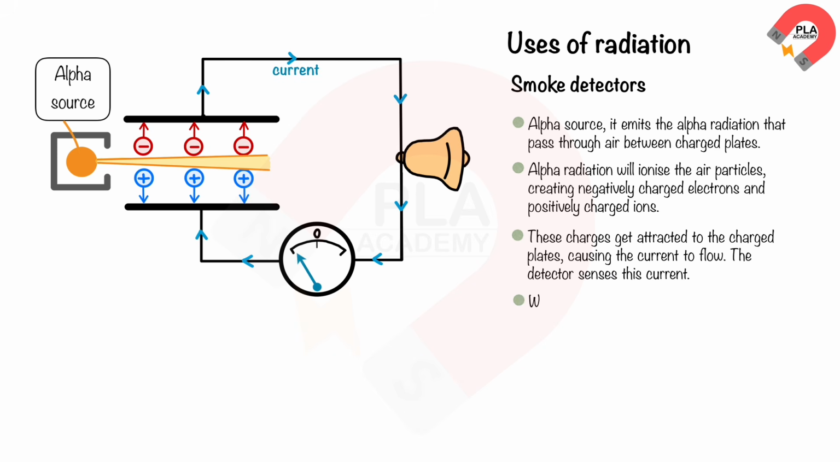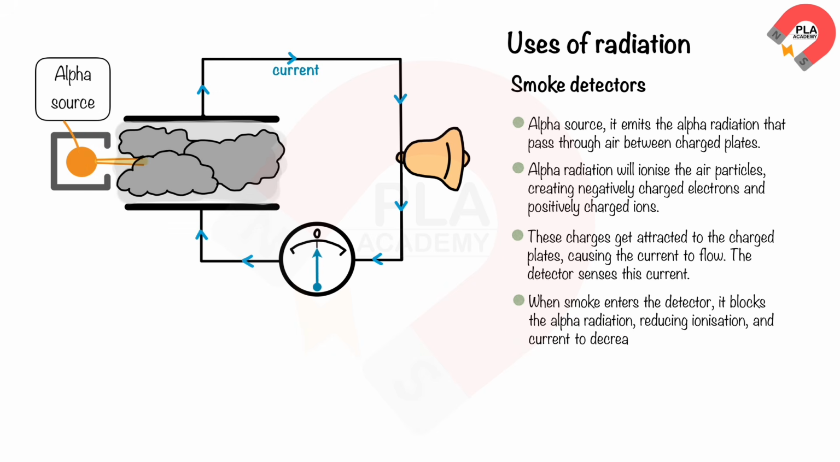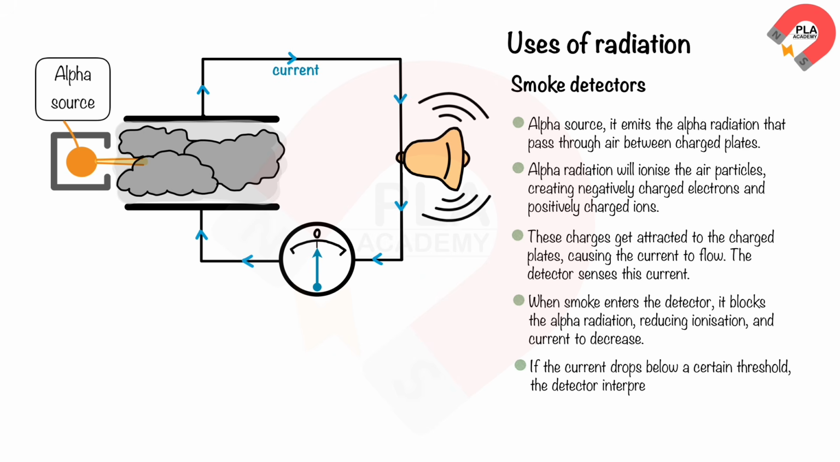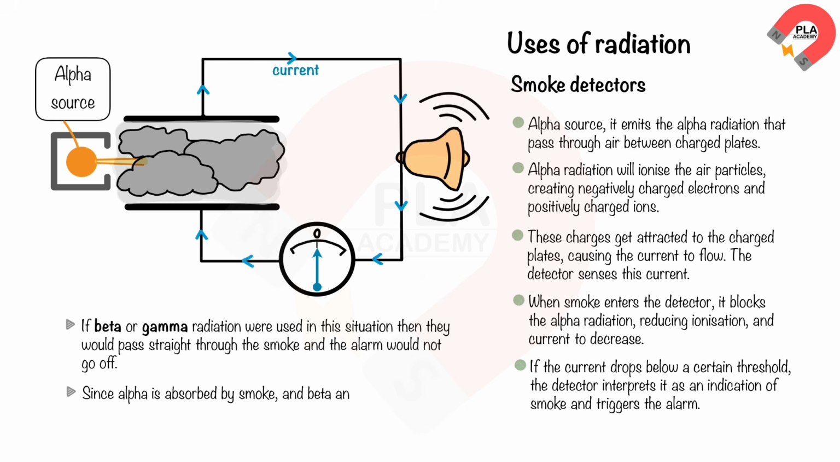When smoke enters the detector, it blocks the alpha radiation, reducing ionization and causing the current to decrease. If the current drops below a certain threshold, the detector interprets it as an indication of smoke and triggers the alarm. If beta or gamma radiation were used in this situation, then they would pass straight through the smoke and the alarm would not go off. Therefore, since alpha is absorbed by smoke, and beta and gamma are not, this makes it most suitable for use in a smoke detector.